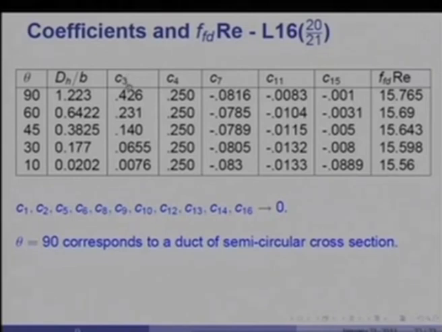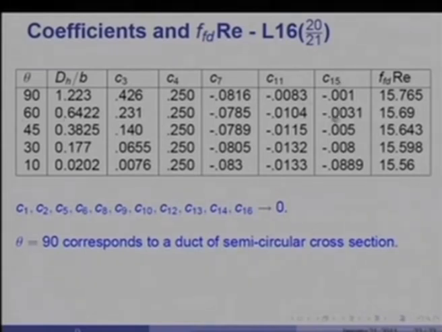You can see now in this case C3, C4, C7, C11 and C15 are the only finite values. All others are almost 0. When you actually print out from your computer after LU decomposition, you may find these values to be of the order of 10 raised to minus 8 or 10 raised to minus 9, which are not worth considering at all because they are so very small. So, only 5 coefficients are finite in this particular case.